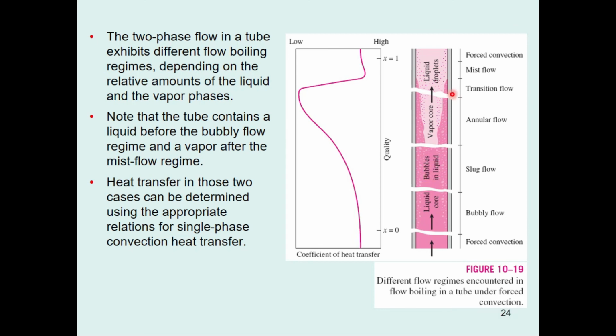After a while, the core of the flow consists of vapor only, and the liquid is confined only in the annular space between the vapor core and the tube walls. This is called the annular flow regime, and the heating continues. The annular liquid layer gets thinner and thinner, and eventually dry spots start to appear on the inner surface of the tube. This appearance of the dry spots is accompanied by a sharp decrease in the heat transfer coefficient, as you can see in this curve.